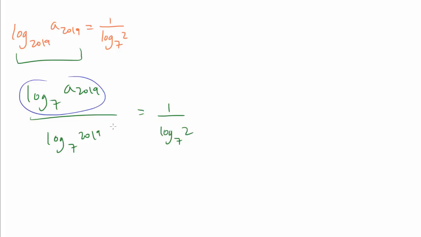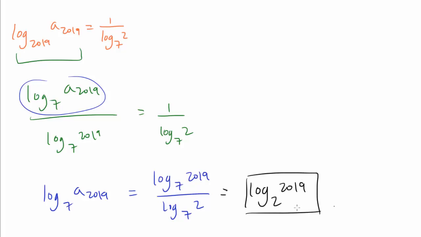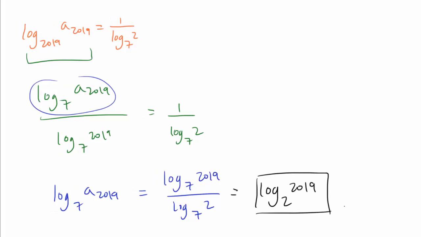And isolating this, we get that our prize, log base 7 of a sub 2019, is log base 7 of 2019 over log base 7 of 2. And we can apply the reverse change of base formula once again. This is the third time, getting us log base 2 of 2019. So that's the answer we are looking for.